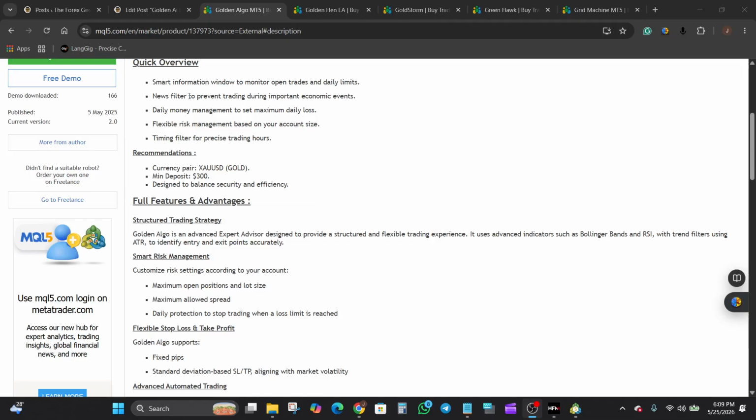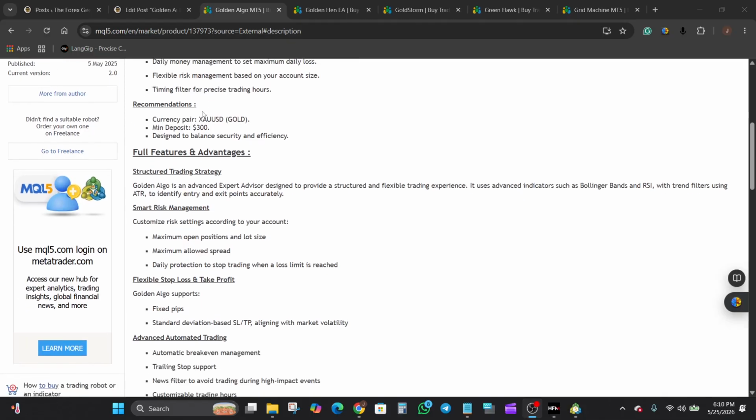There is also a daily money management system which allows you to set a maximum daily loss. Once that limit is reached, trading is stopped for the day. So this adds a layer of protection around capital control. Another key part here is flexible risk management. From what is described, the EA allows adjustments based on account size, including lot sizing and position control, which means the risk exposure can be scaled depending on how you configure it.